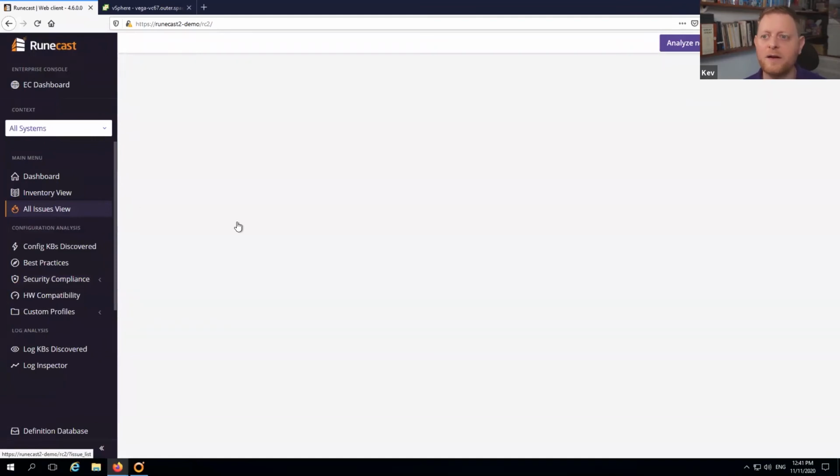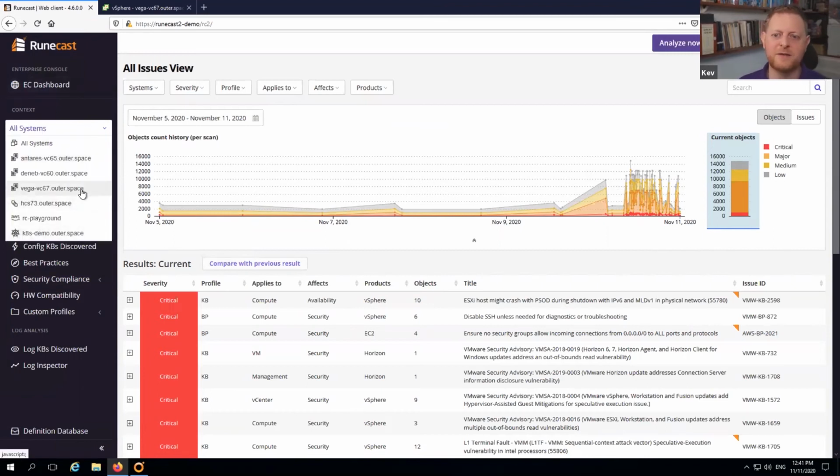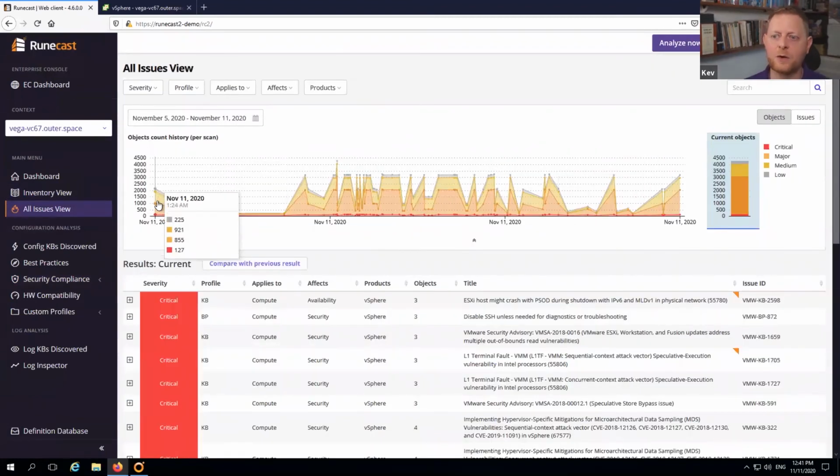If you just want to get an overview of what's going on there, we can come to the all issues view, and we have this really handy thing that's just about to appear here any second. There we go. So from here, what we can see is this is looking across all of our different systems. If we want to drill into a specific one, maybe we want to look specifically at our vCenter 6.7 environment, we can absolutely do this. So yeah, here we go. This is what's gone on in the vCenter environment in the last week or so.